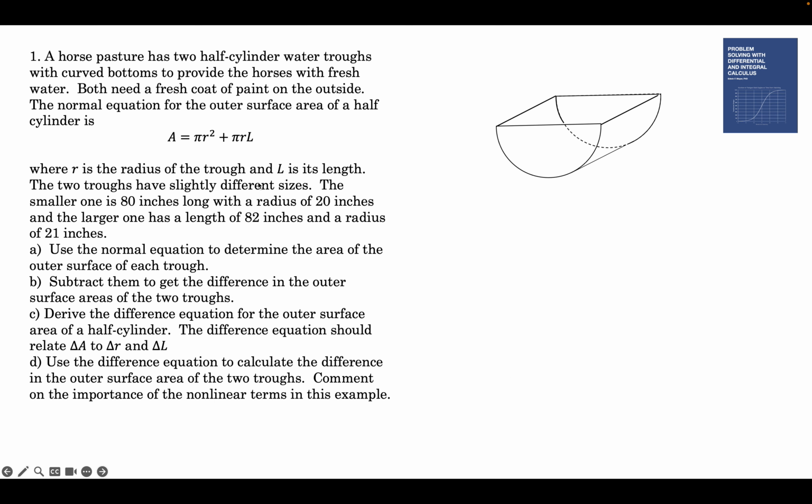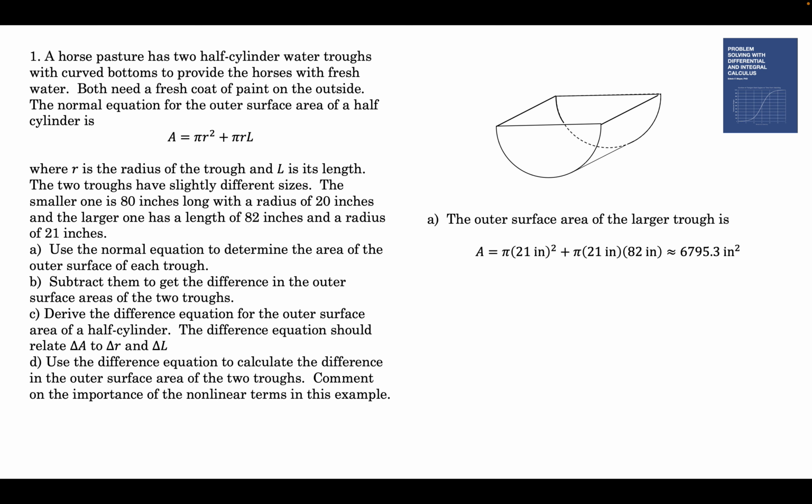The two troughs have slightly different sizes. One is 80 inches long with a radius of 20 inches. One is 82 inches long and has a radius of 21 inches. Use the normal equation to determine the outer area of each trough. So let's do that before we worry about the other parts. We have the normal equation. We can use it. We just plug in the numbers.